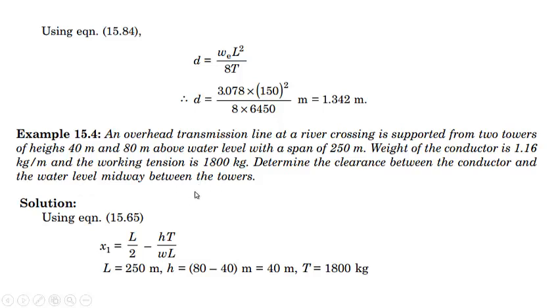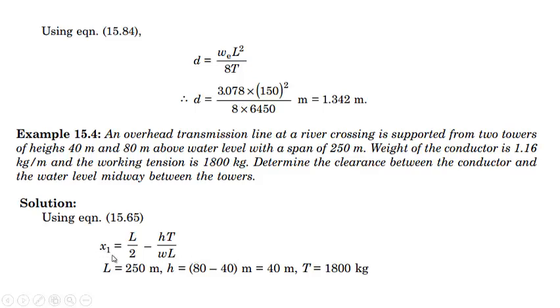This is very important. You can see there are two towers. One is at 40 meter height and the other is 80 meter. That means they are not at the same level. We need to use the formula which are for the different levels.